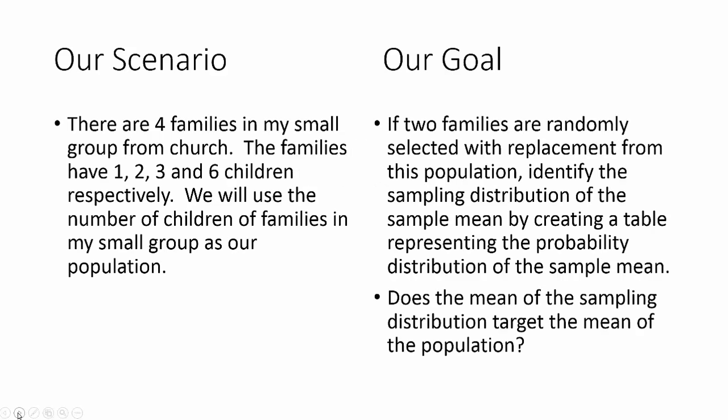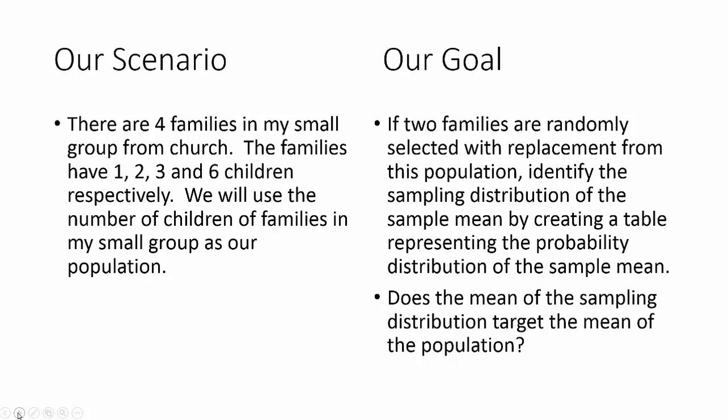For our scenario, there are 4 families in my small group from church. The families have 1, 2, 3, and 6 children respectively. My family's that one with 3 children. We will use the number of children of our families in my small group as our complete population. So you see here, very small population to keep things simple.